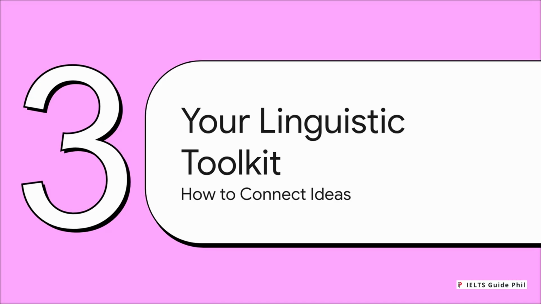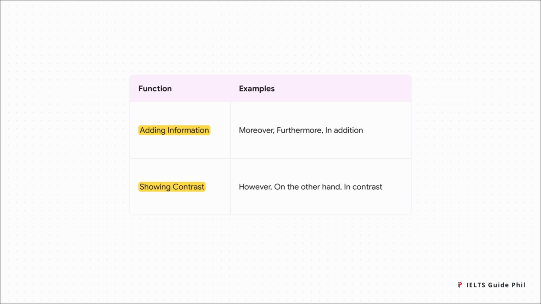All right, so we've got the skeleton built. Now it's time to add that connective tissue we talked about. We need the right language, those cohesive devices, to make all our ideas flow together smoothly. Let's take a look at your linguistic toolkit. Okay, here are some of the essentials. When you want to add another idea that supports your point, you use words like moreover or furthermore. And when you need to show a different side of the argument, words like however or on the other hand are going to be your best friends.